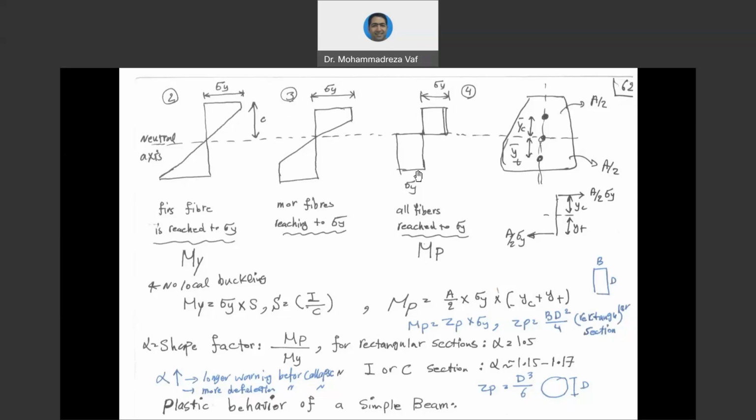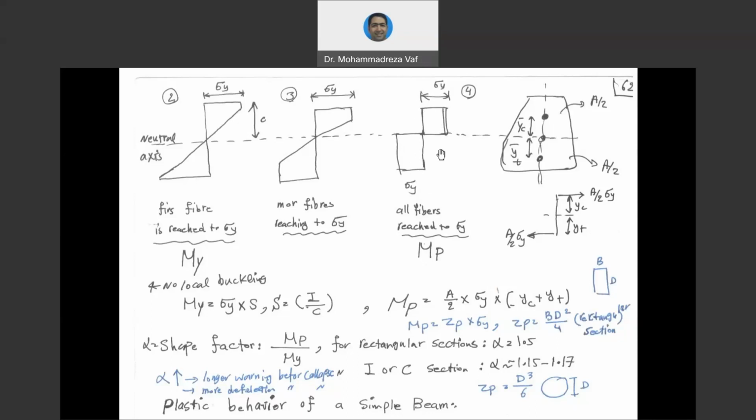So this is the time that we say we have reached the plastic moment, and the plastic hinge basically forms at this time. So after this, you're going to hear us talking about plastic hinge and plastic moment. When we're talking about plastic hinge and plastic moment, we are referring to this stage in which all the fibers inside your cross-section have reached the yield strength.